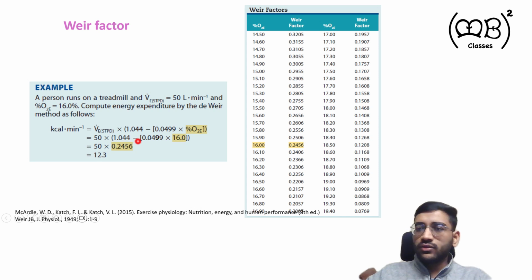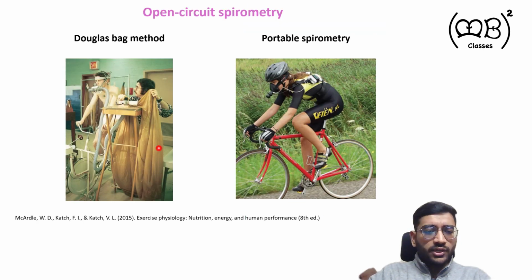Either I can calculate the Weir factor from this formula, or I can just find where 16% is, which is equal to a Weir factor of 0.2456. So I just multiply this 0.2456 with the volume of expired air and get 12.3 kilocalories per minute of energy expenditure. Very simple. Open circuit spirometry, we discussed all this as a computerized method. Similar concept, the calculation of the volume of expired air or the percentage in expired air can also be utilized in different forms, like the Douglas bag method or a portable spirometer.